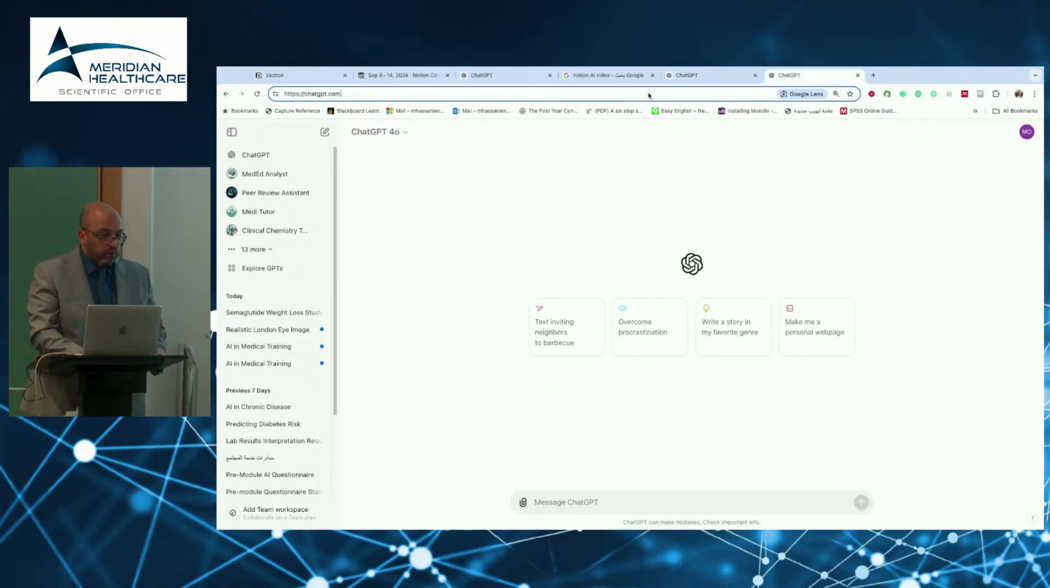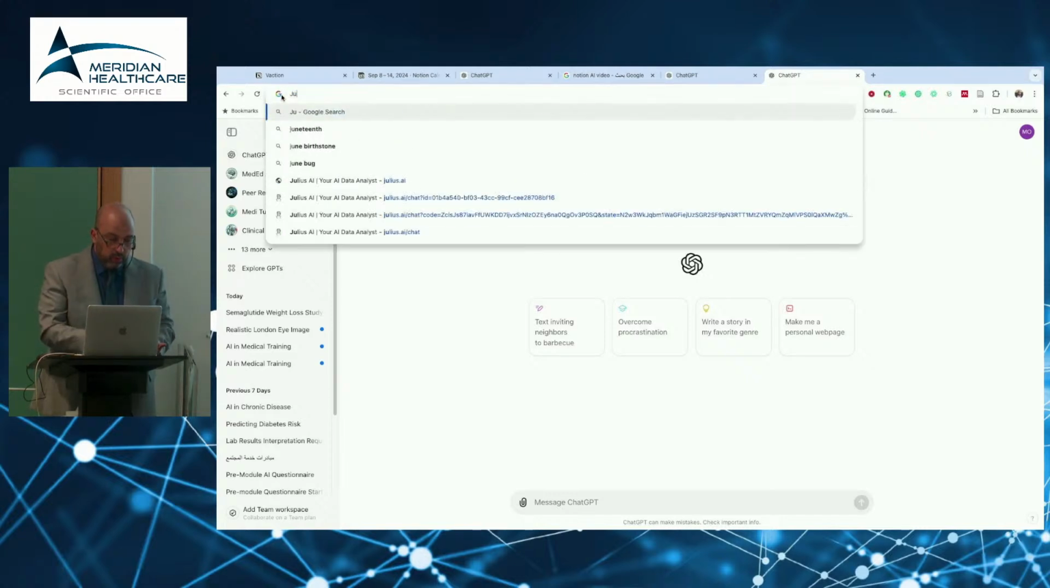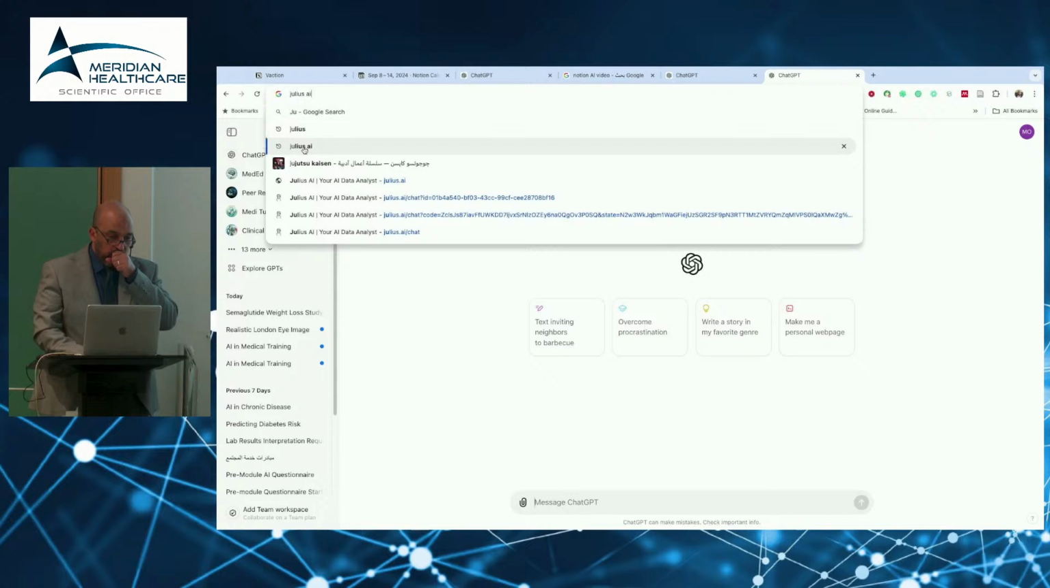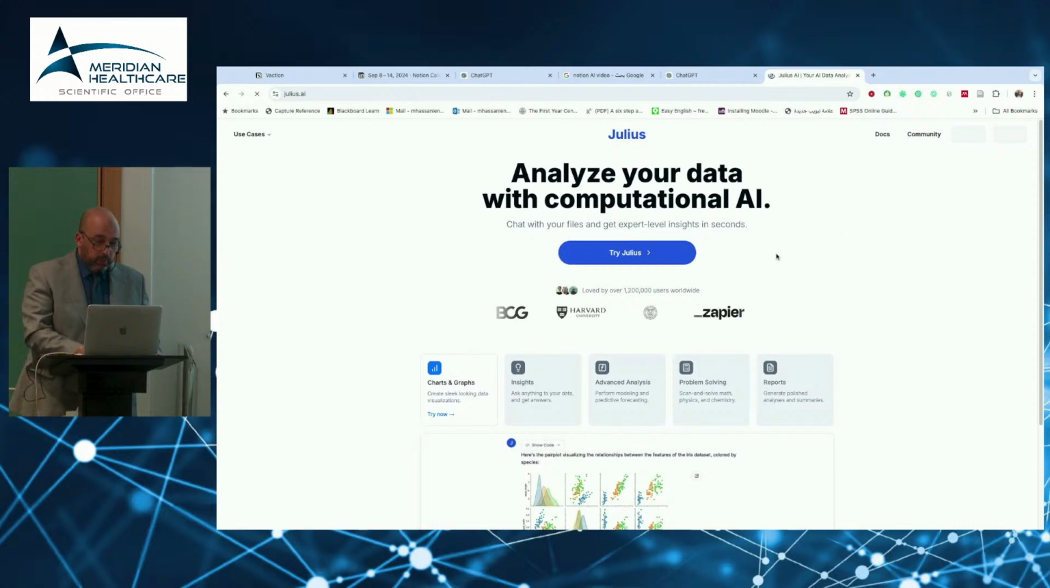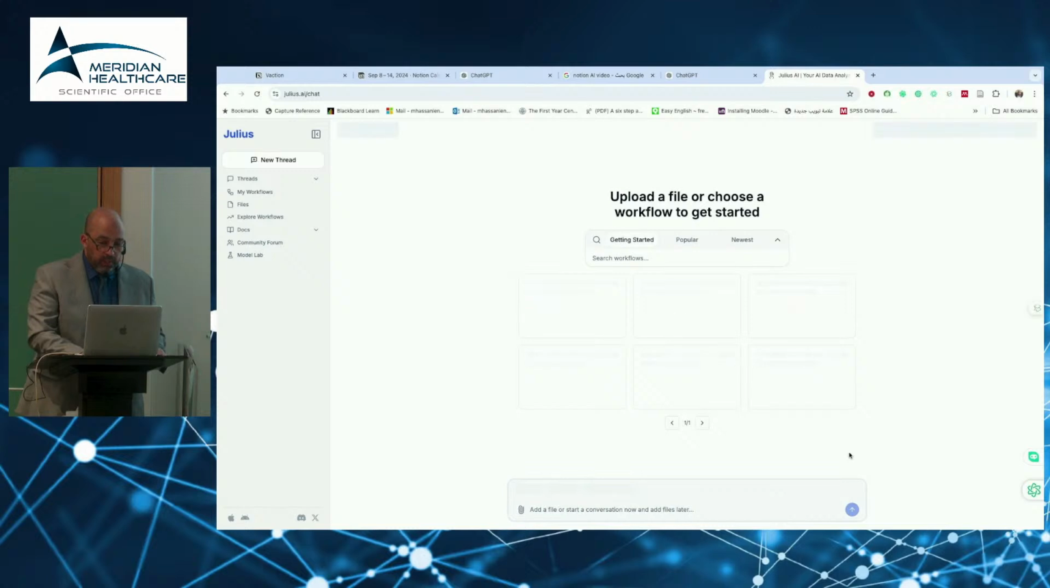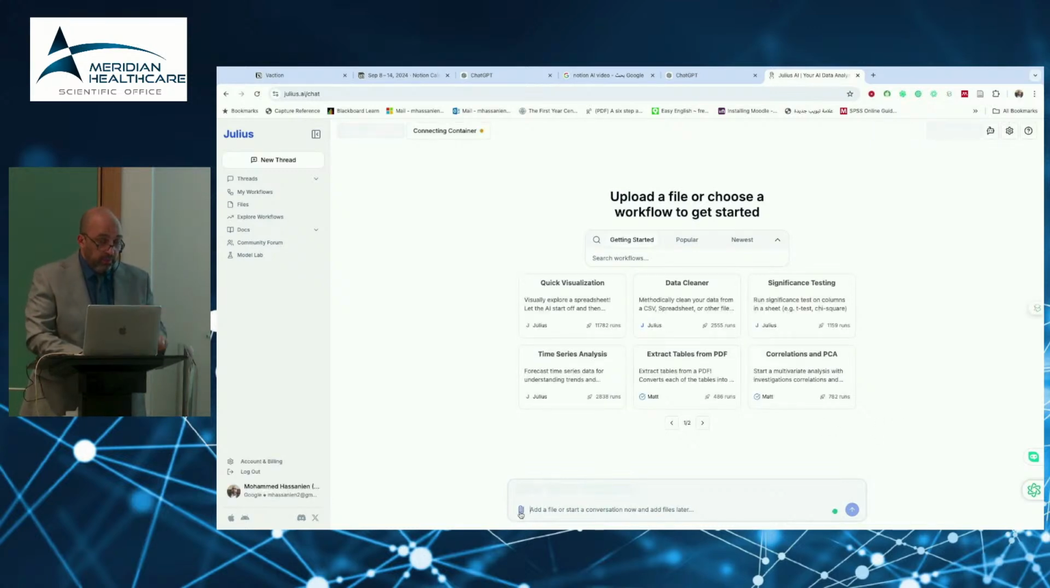We also have, I just show you because it is the same, Julius AI. It will be the same. You just upload your file and let it do the whole thing from here. And this is the free version, not a paid version of it. Just add a file from upload file.